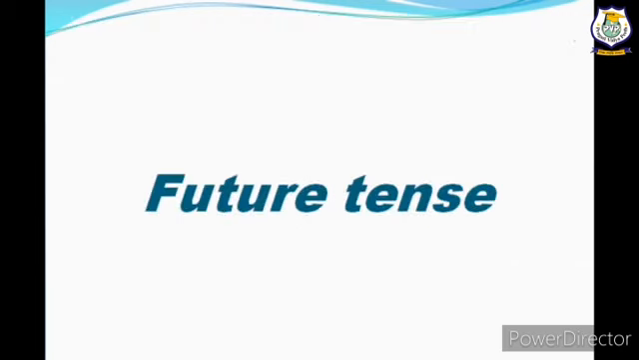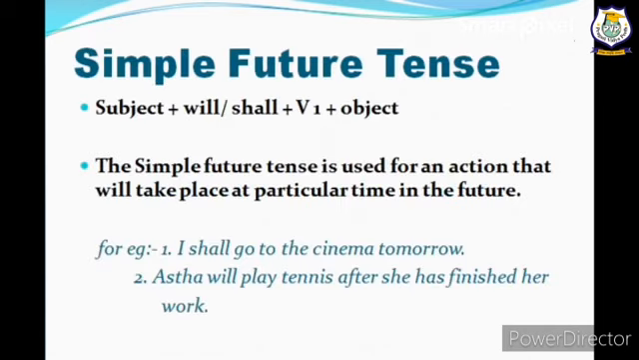Future tense. The future tense describes things that have yet to happen. For example, later, tomorrow, next week, next year, 3 years from now. Simple future tense: subject plus will, shall plus verb first form plus object. The simple future tense is used for an action that will take place at particular time in the future. For example, I shall go to the cinema tomorrow. Asta will play tennis after she has finished her work.